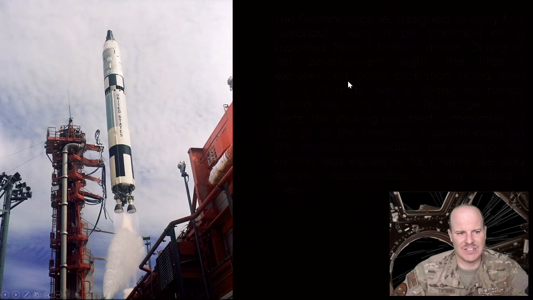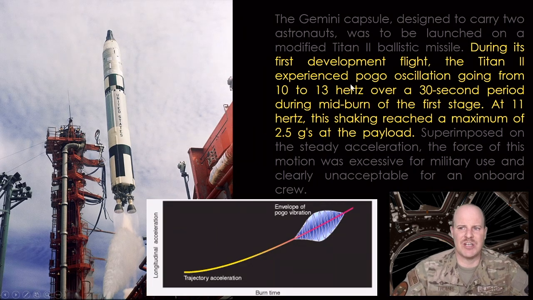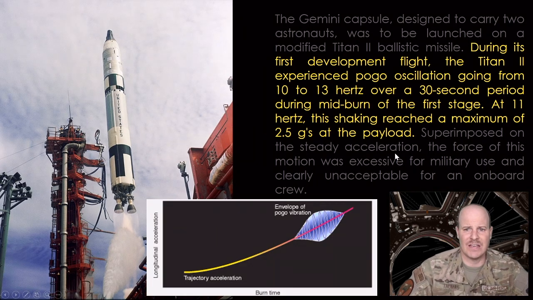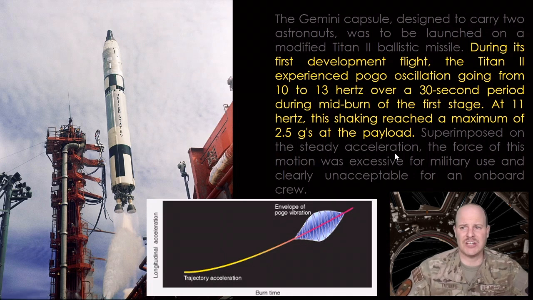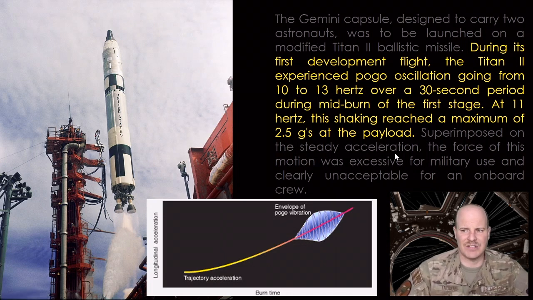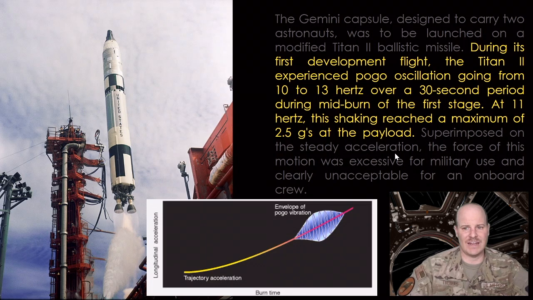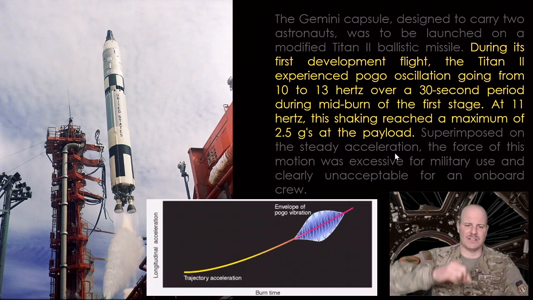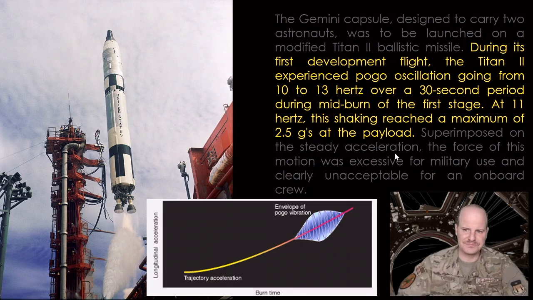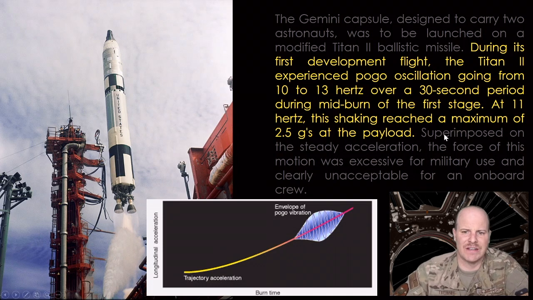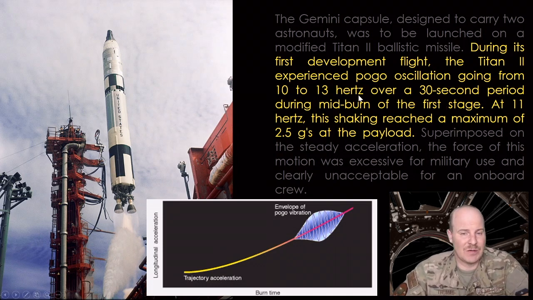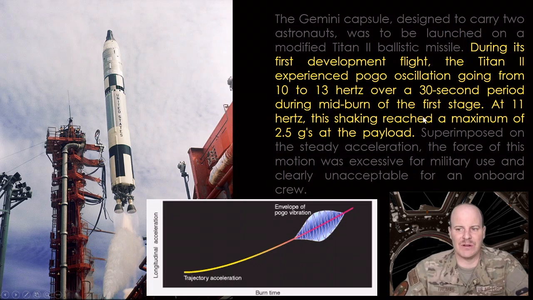An example of an axial load is shown here with the Gemini capsule, which was designed to carry two astronauts. It was being launched on a modified Titan II, and during its first flight it experienced a pogo oscillation, which is an axial vibration, going from 10 to 13 hertz. Hertz is a measure of frequency, a cycle per second. Over a 30-second period during the mid-burn of the first stage, at 11 hertz, this shaking reached a maximum of 2.5 Gs at the payload.